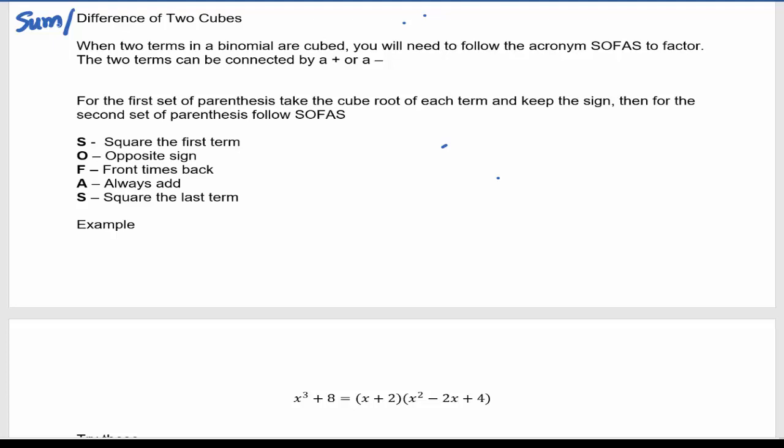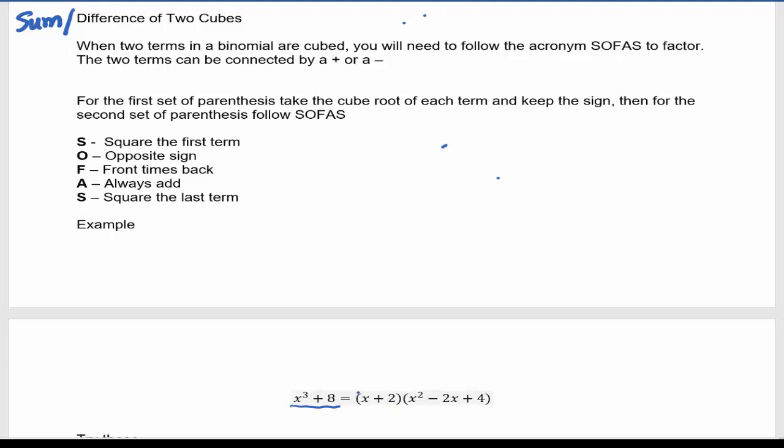So when you have a situation, let's look at x cubed plus 8 as our example here as we walk through this. For the first set of parentheses, you want to take the cube root of each term. So we took the cube root of x cubed, which is x, cube root of 8, which is 2. We kept the sign in the middle. And then for the second set of parentheses, you want to follow your SOFAs acronym. So SOFAs says that we want to square the first term, so x squared. We want to use an opposite sign, so that went from plus to minus. We want to do front times back. So you're doing x times 2, which is 2x.